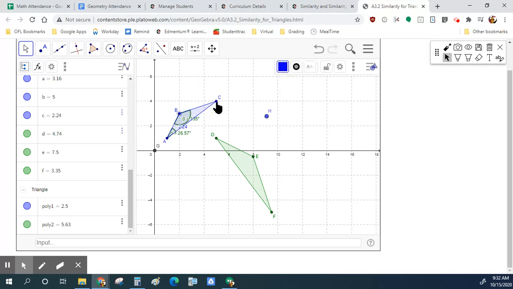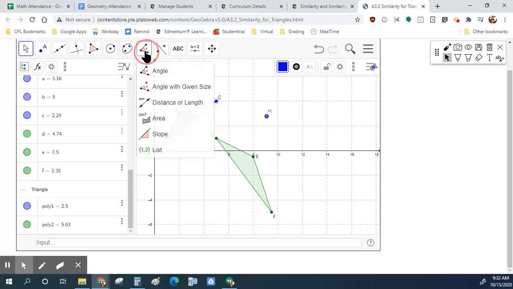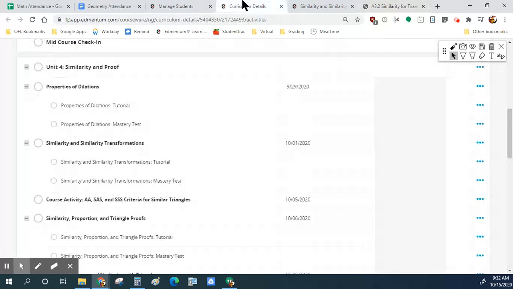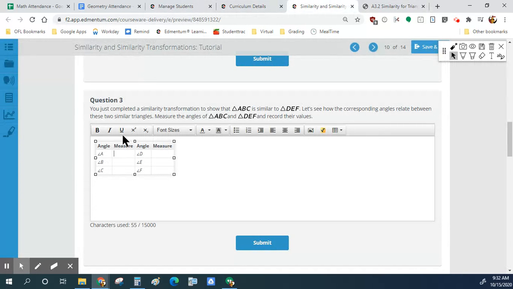So B, C, A. Oh my gosh. B, C. Is it not on the measuring tool? B, C, A. Oh, I think it was. It was just so tiny of an angle. So we have 26.57. Angle B is 135. Luckily, that one was easy to type in.